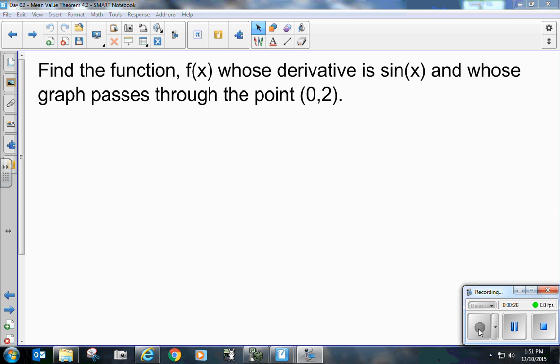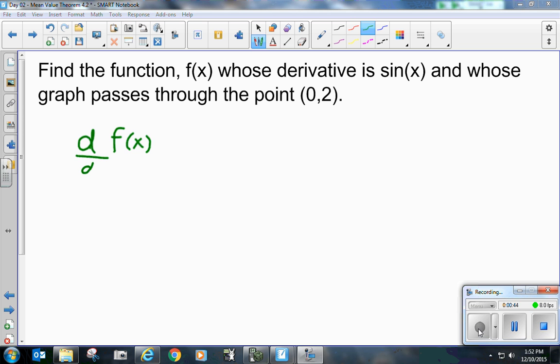But do we take the derivative of sine? No. We need to find a function where, when we take the derivative of it, that's sine. So basically, there is some function f of x where if I take the derivative of it, that would equal sine of x. Okay? We'll worry about the points in a moment.